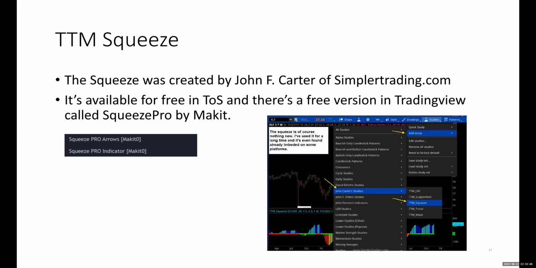If you're using TradingView, there is a Squeeze Pro version, so it would have 3 different levels of squeezes. You can get that here by Mackett, the Squeeze Pro indicator, and then there's the arrows as well. It's pretty close to the original squeeze. It's not 100%, I'd say it's like 98%. So it's good enough that you don't have to spend $700 or $800 on the indicator when you can get it for free.